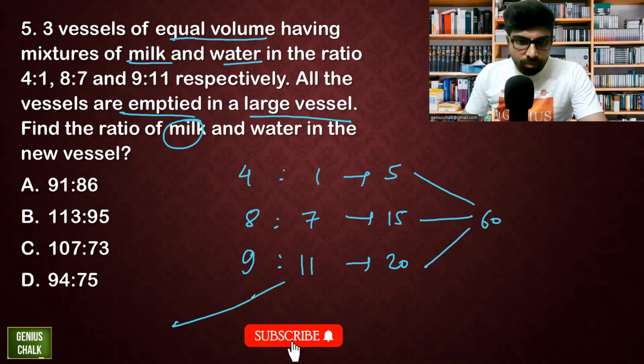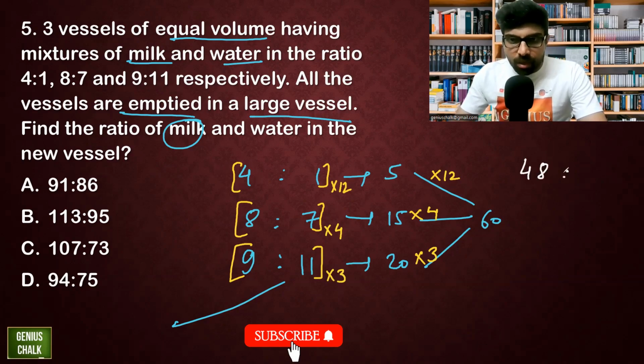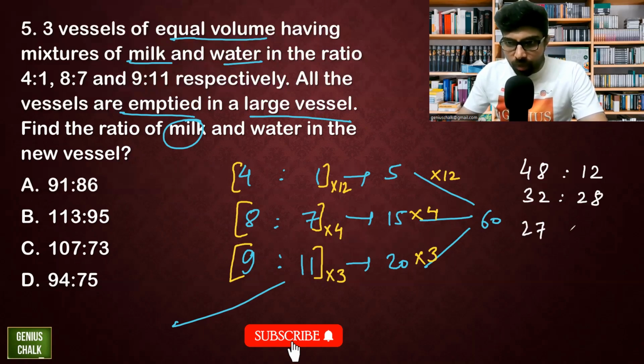So now by what number should we divide them? So this has to be 5 12s, 15 4s, 20 3s. That means this ratio to be multiplied by 12, this ratio to be multiplied by 4, this ratio to be multiplied by 3. Now this is multiplied by 12. So we can write 4 12s are 48, 12 1s are 12. Then 8 4s are 32, 7 4s are 28, 9 3s are 27, 11 3s are 33.